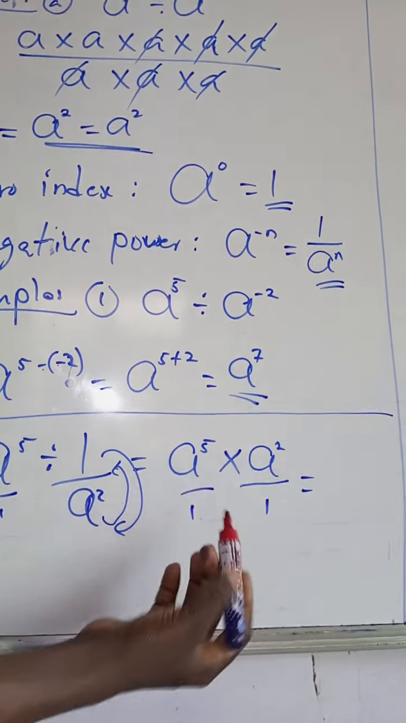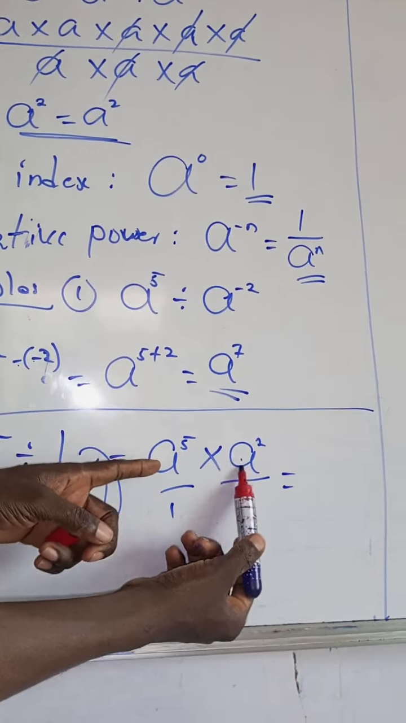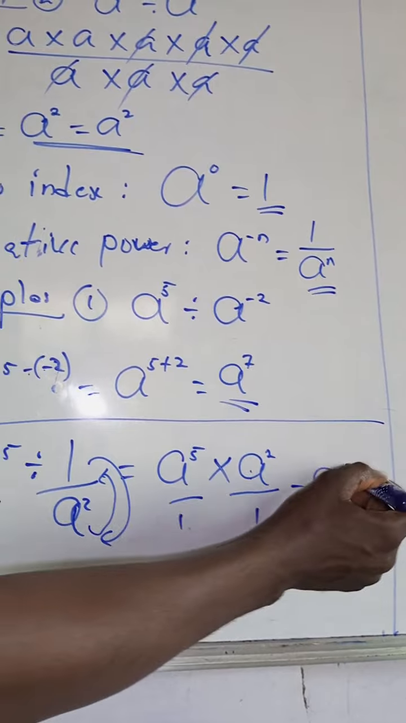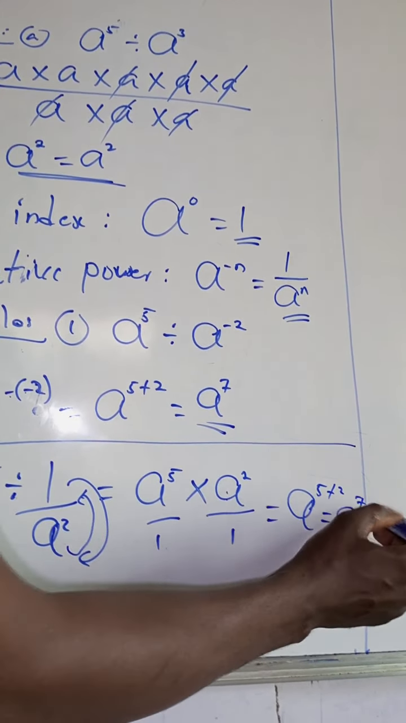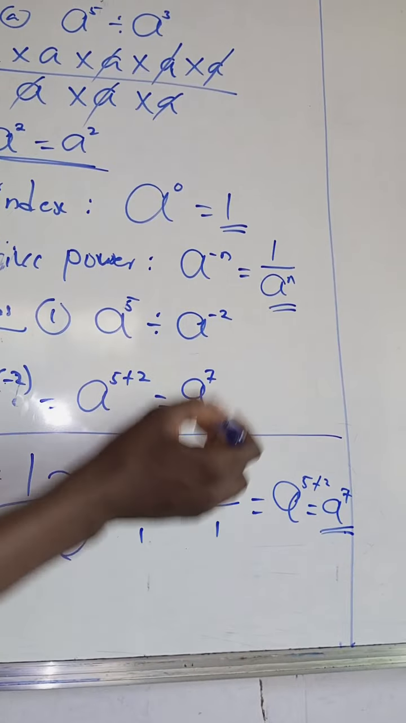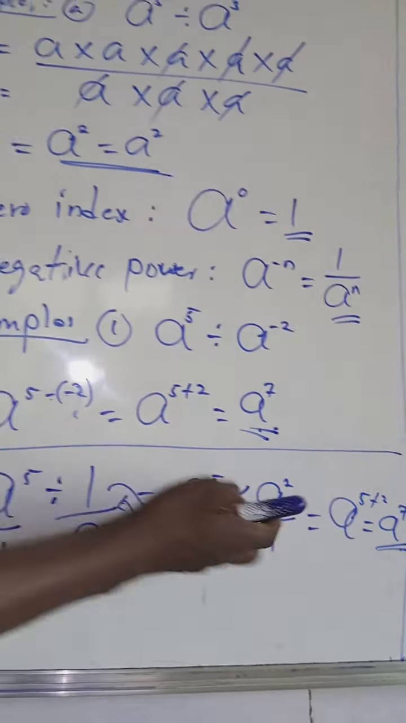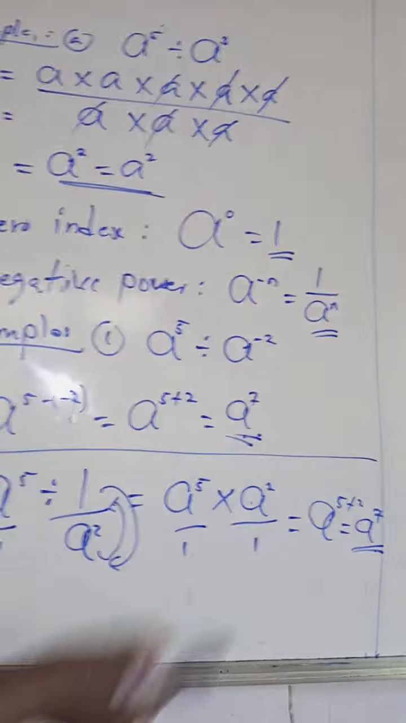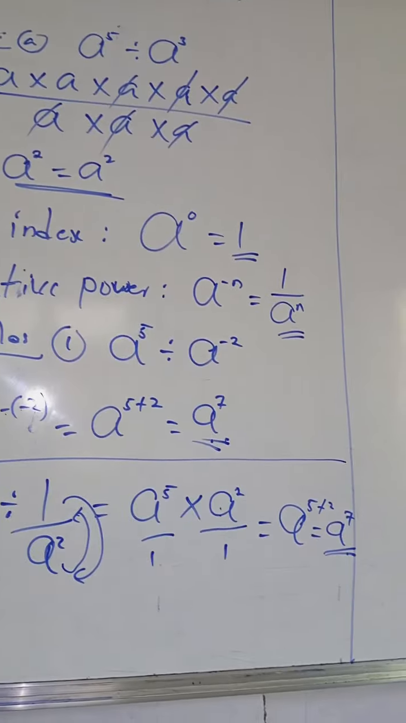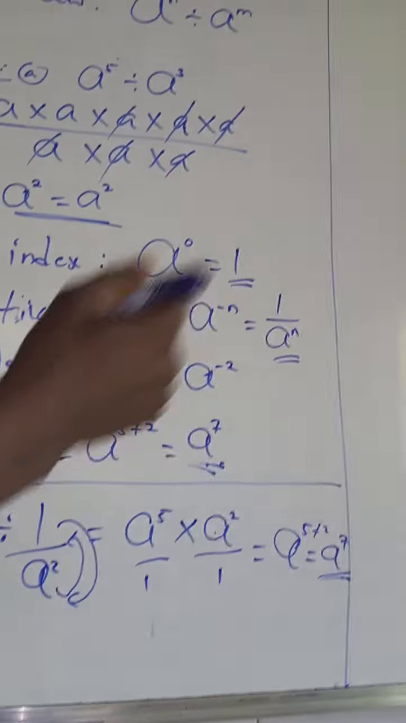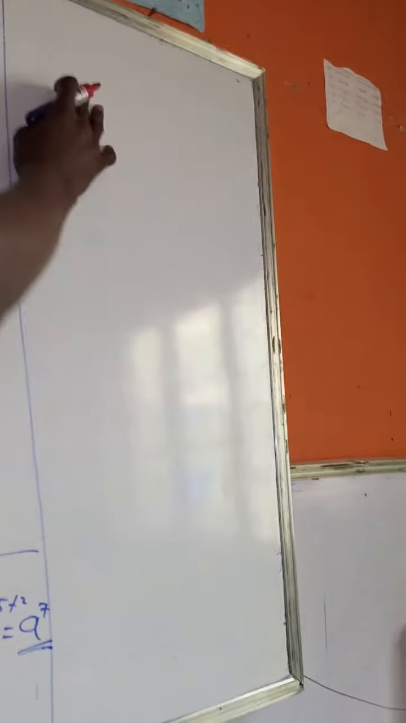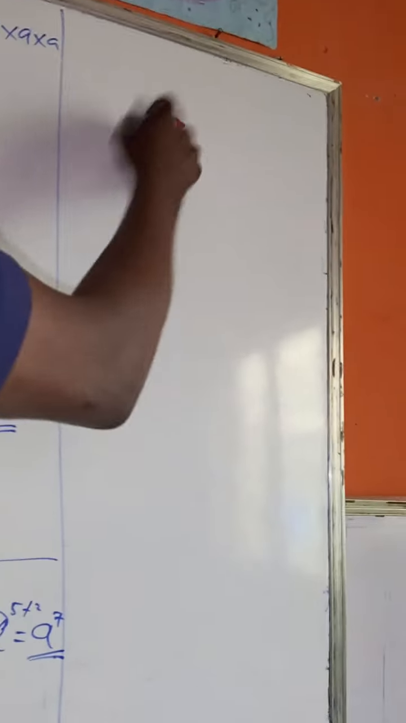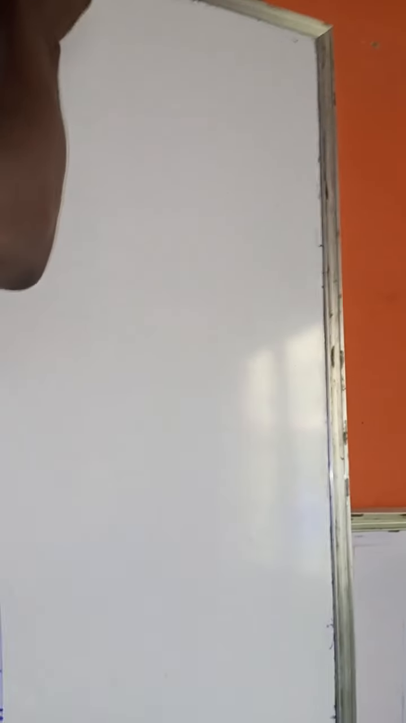The meaning is that it has now come to the first law, which is a raised to power 5 plus 2. That's a raised to power 7. You see, we got the same answer. So the laws are there. You can see that our answer is the same thing. So mathematics is interwoven. Now let me move to another level. Of course, can I give them one more? Okay, let me move to another level. I think they don't need it for now.